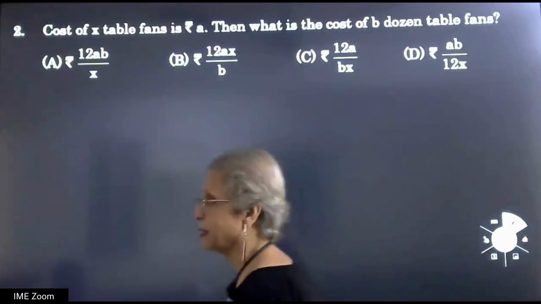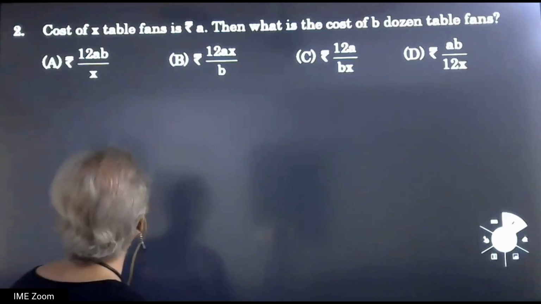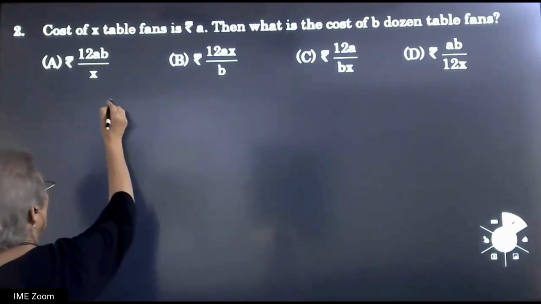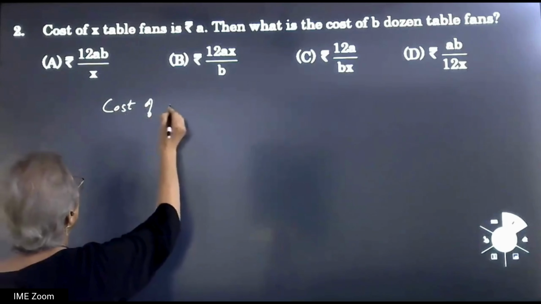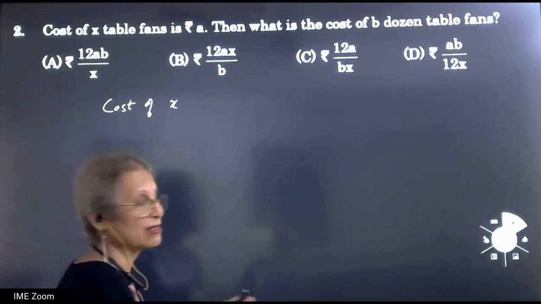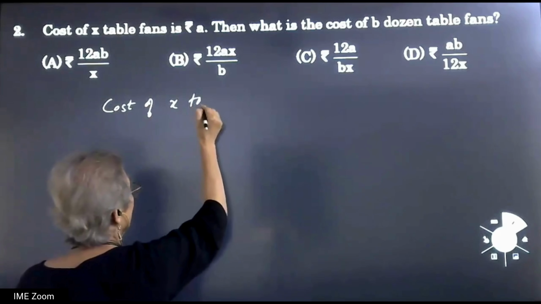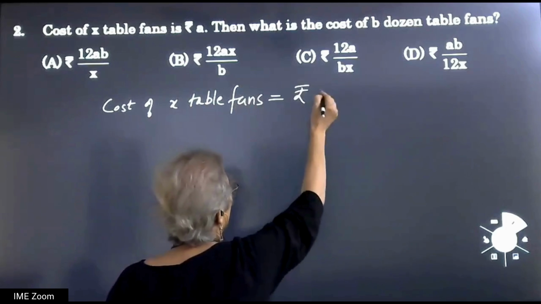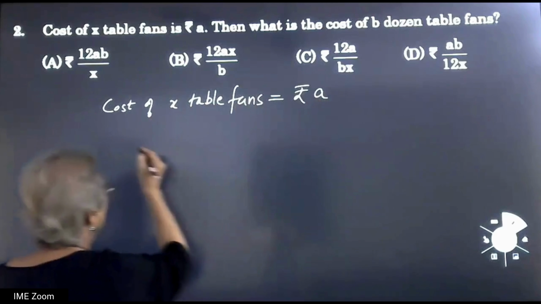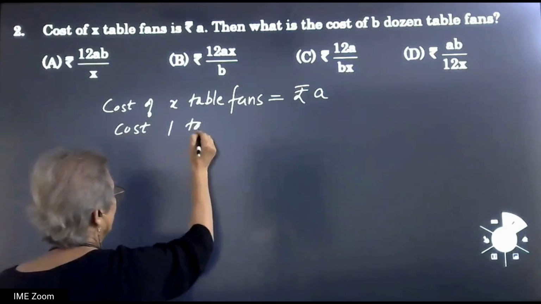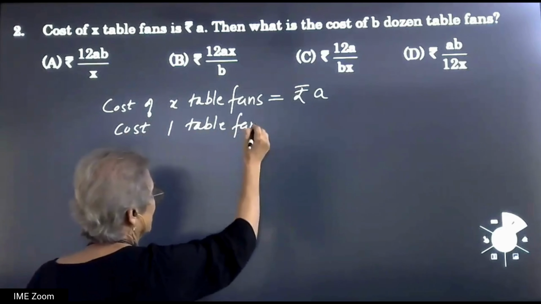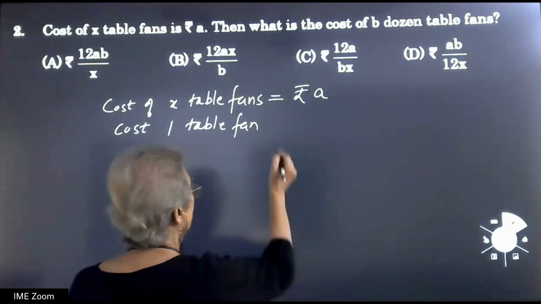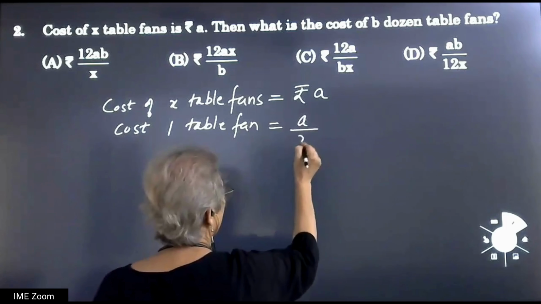Now, instead of numbers here, alphabets are used again. Look, cost of X table fans is rupees A. Let us write cost of X table fans, we don't know the number, it is given as X, equal to rupees A. Therefore, what is the cost of one table fan? We have to find out cost of one unit. One table fan means division. So let us divide A divided by X.